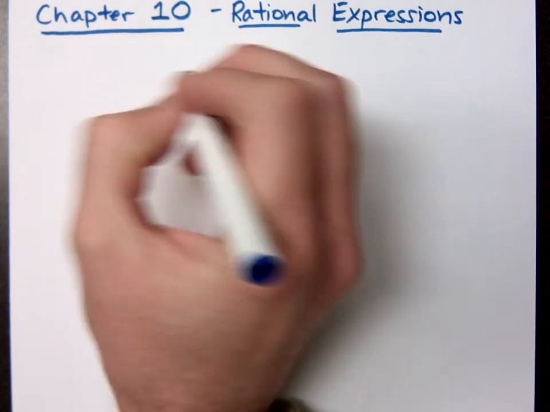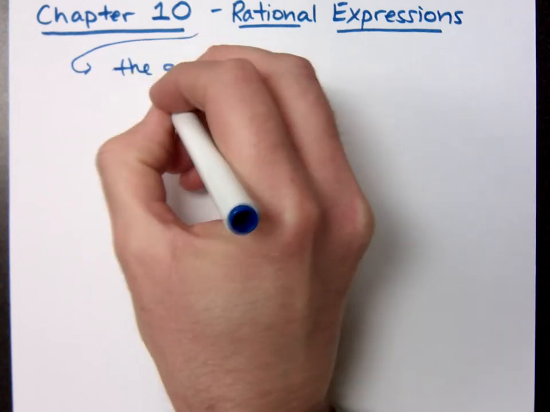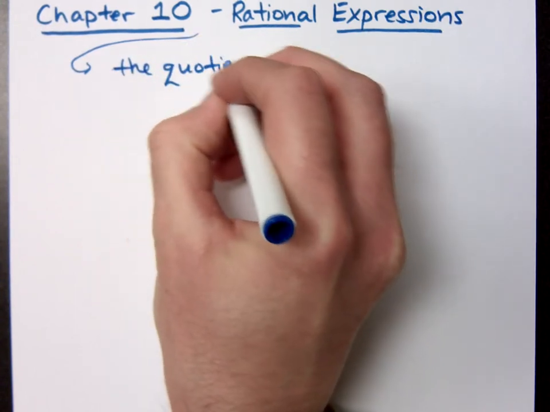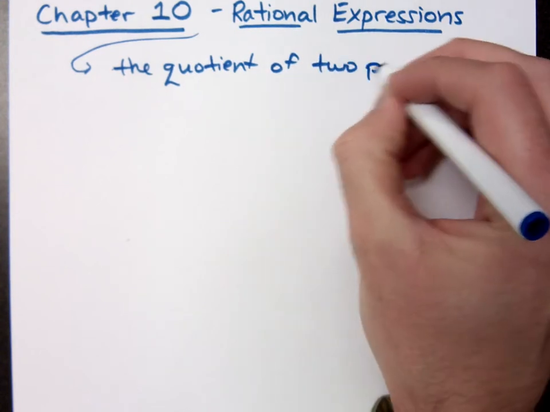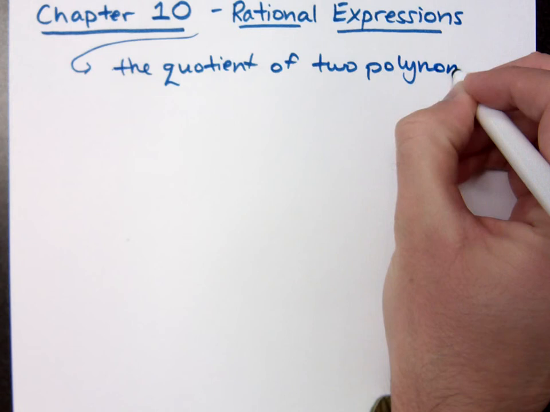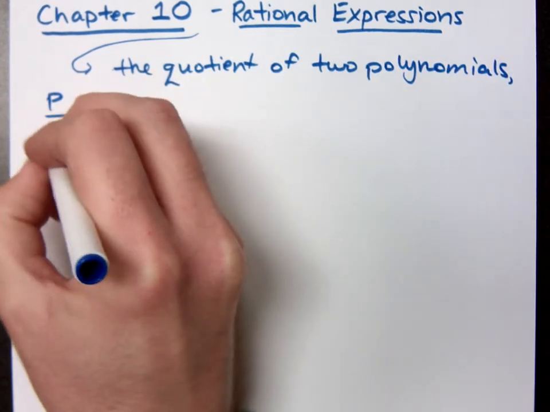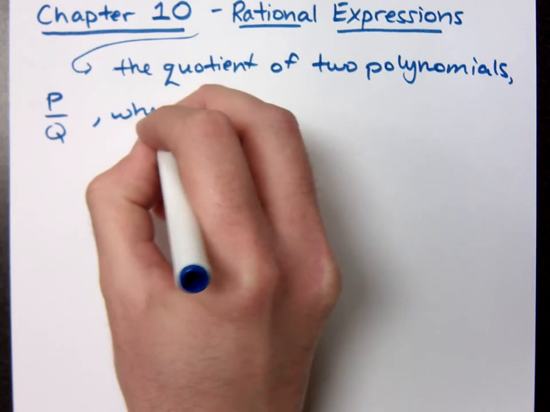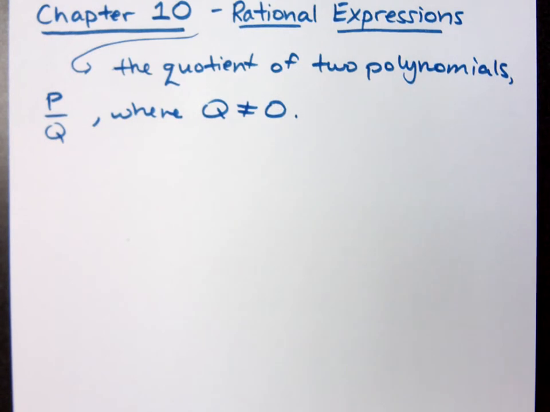All right, so a rational expression is a quotient, which means it's a fraction, so you cannot escape it. It's the quotient of two polynomials, so P divided by Q, where Q does not equal the zero polynomial. We've been over this before. You do not want the denominator of your fraction to be zero. It's not going to go well.